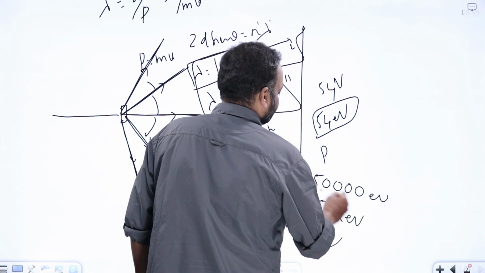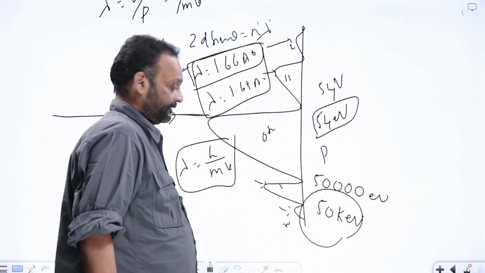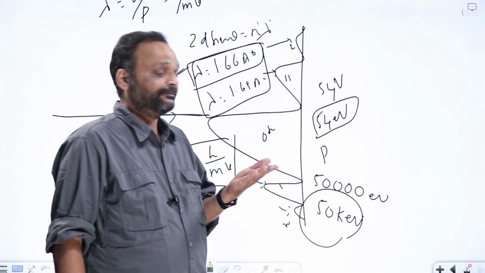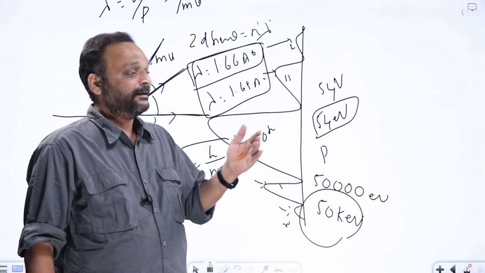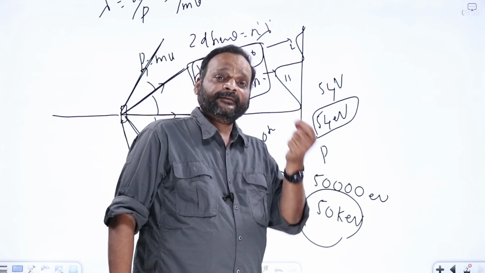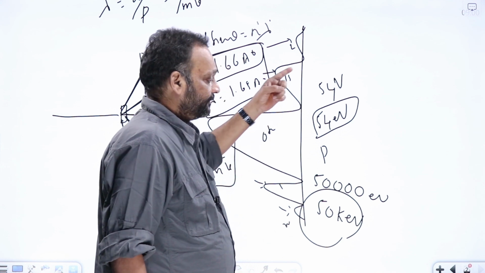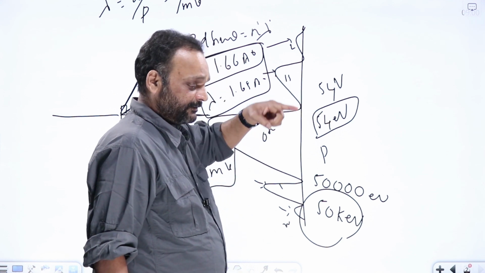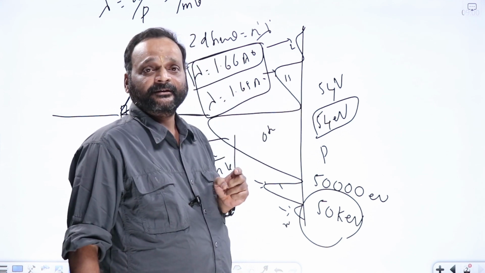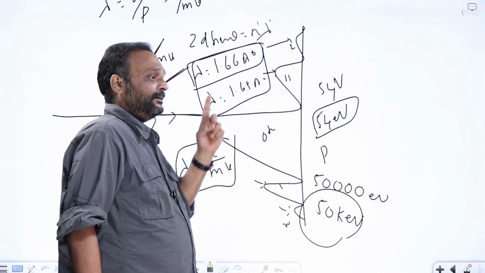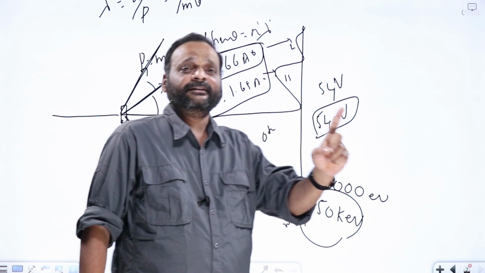When electrons are accelerated through such a high potential difference, such that their kinetic energy is so high, you have to use relativistic expressions. I cannot take simply the mass of the electron as m, I have to take it as m naught by root of 1 minus v square by c square. Thompson took that relativistic correction into account, and he also got the same result, that a beam of electrons behaves like waves and undergoes diffraction.